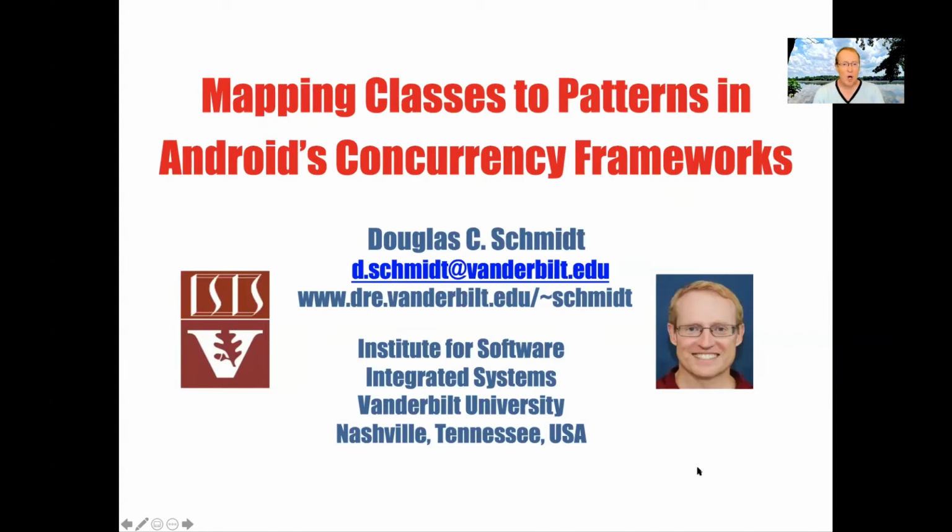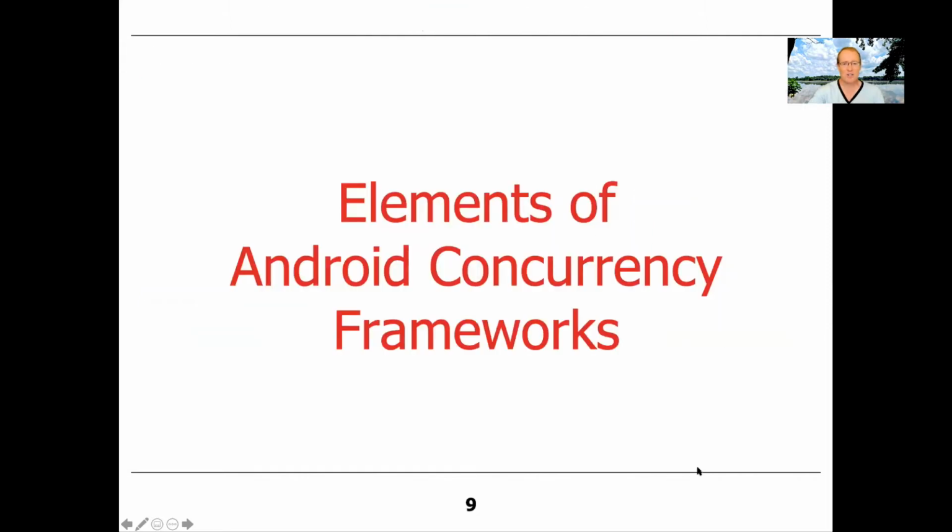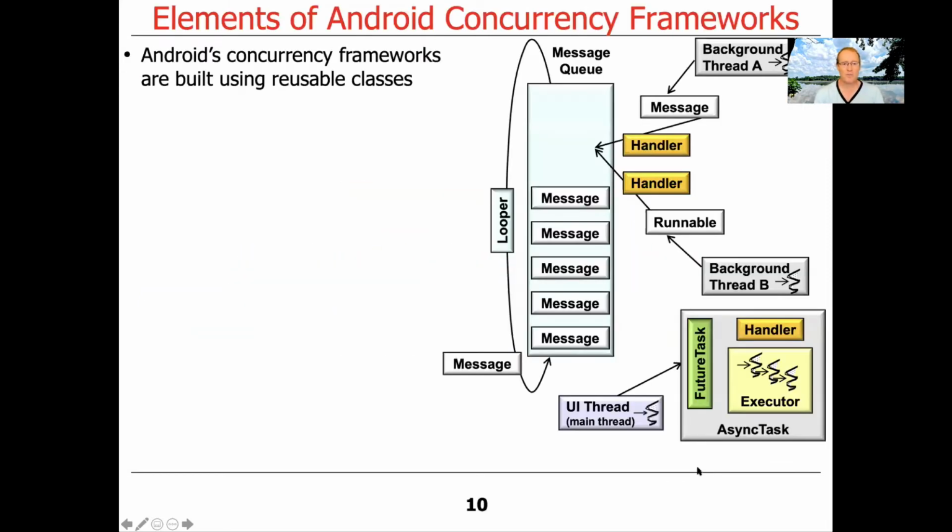So now that I've given you an overview of patterns, and particularly the patterns we're going to be using in the context of the discussion of Android and Java concurrency frameworks, let's take a look at mapping some of the classes in Android's concurrency frameworks to the patterns that we're going to talk about in more detail. This is still kind of giving you a bird's eye view of what's to come. So again, we're going to talk about some of the classes that exist in Android's concurrency frameworks.